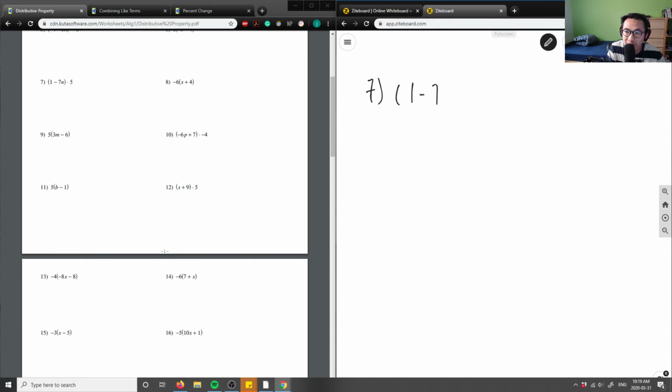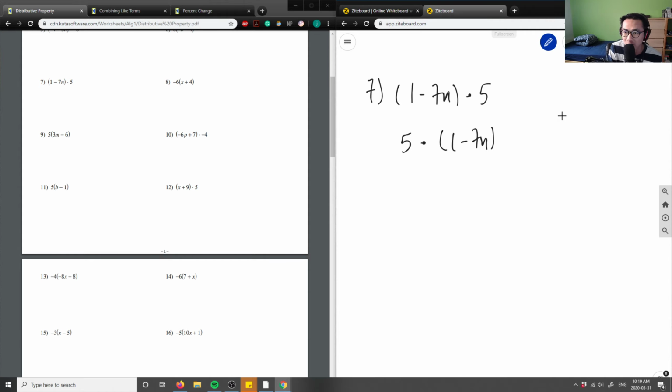This is 1 minus 7n times 5. Again, what's outside the bracket, what's inside the bracket? Again, this 5 here is outside the bracket, right? So I can actually rewrite this as 5 multiplied by 1 minus 7n. I'm just going to clarify, why can I do that? So I'm going to do a little aside here.